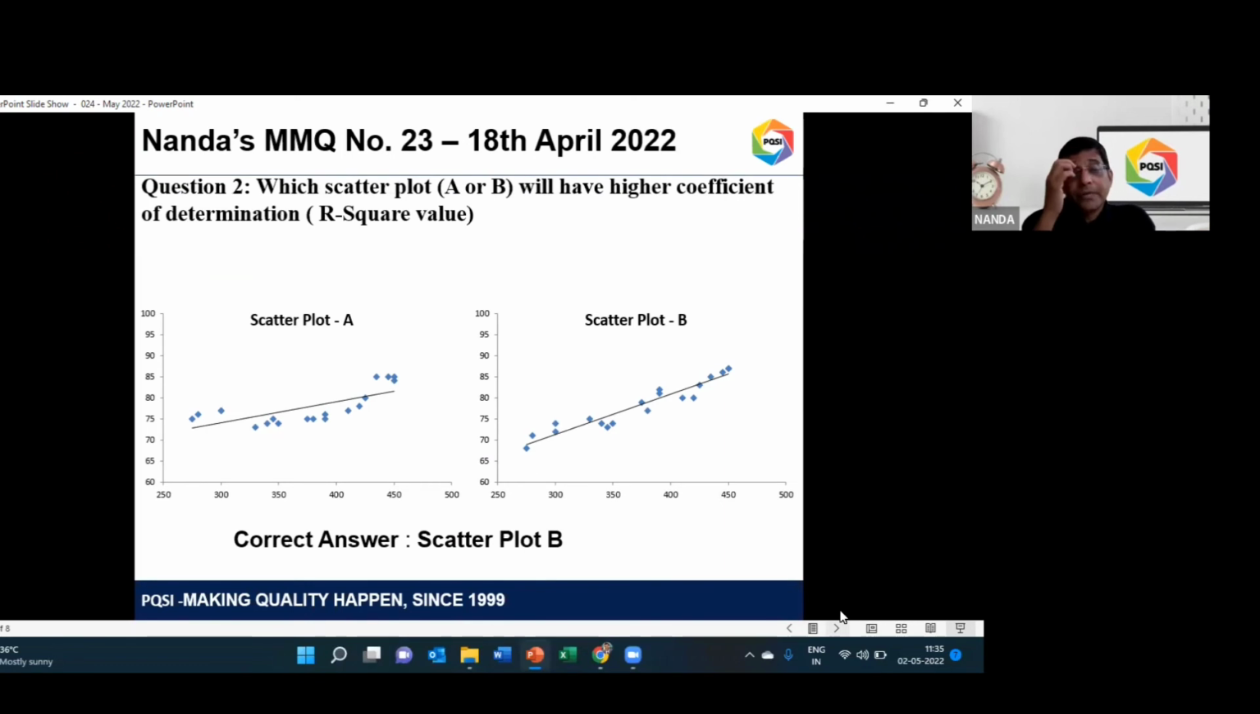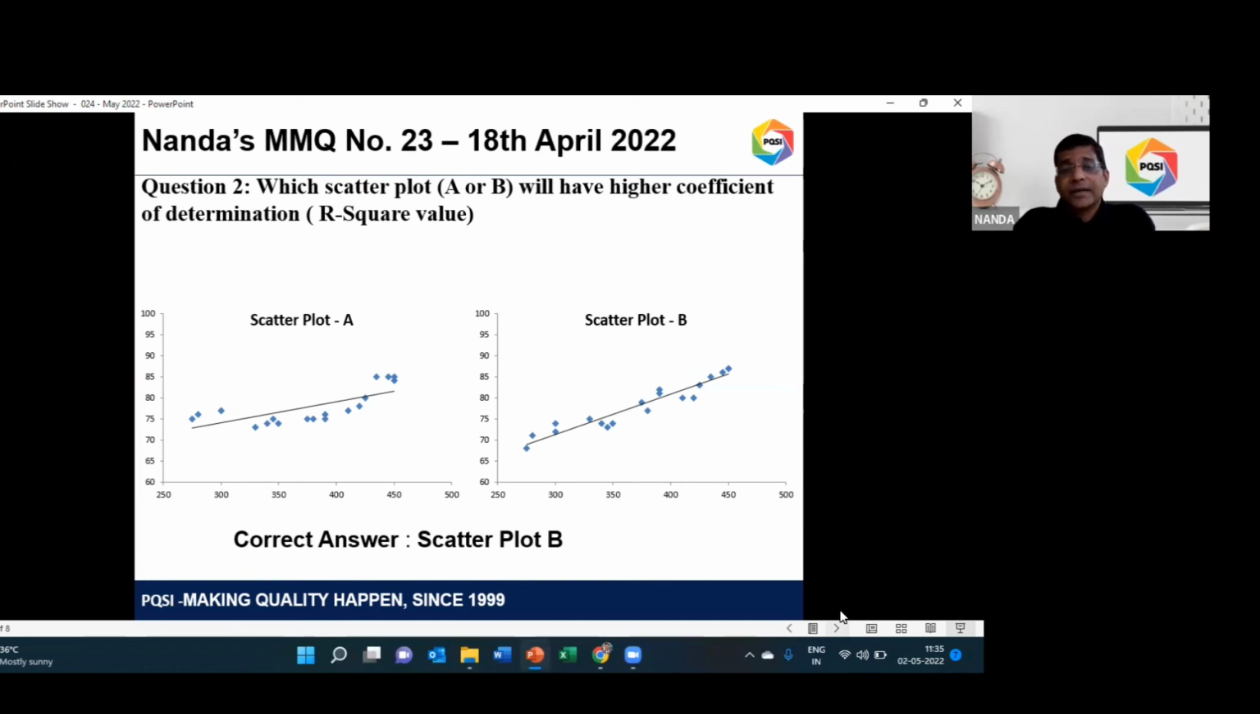Moving on to the second question: which scatter plot will have a higher coefficient of determination, or an R-square value? R-square depends on how close the points are to the regression line, and the closer the points, the higher the R-square value tends to be. If you look at these two scatter plots, there are more points closer to the regression line in scatter plot B. So scatter plot B will obviously have a higher coefficient of determination, as compared to scatter plot A.